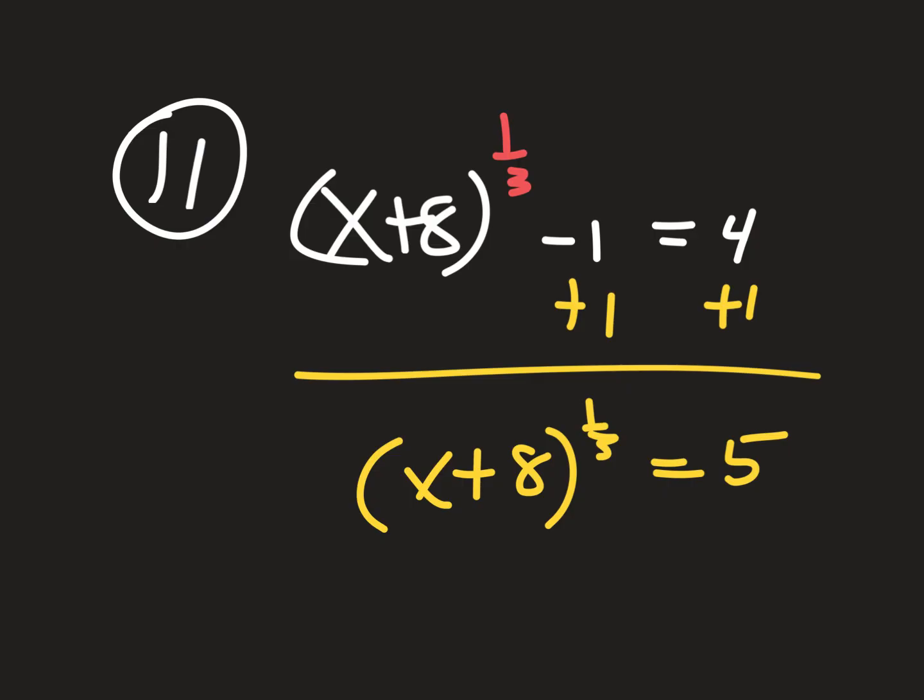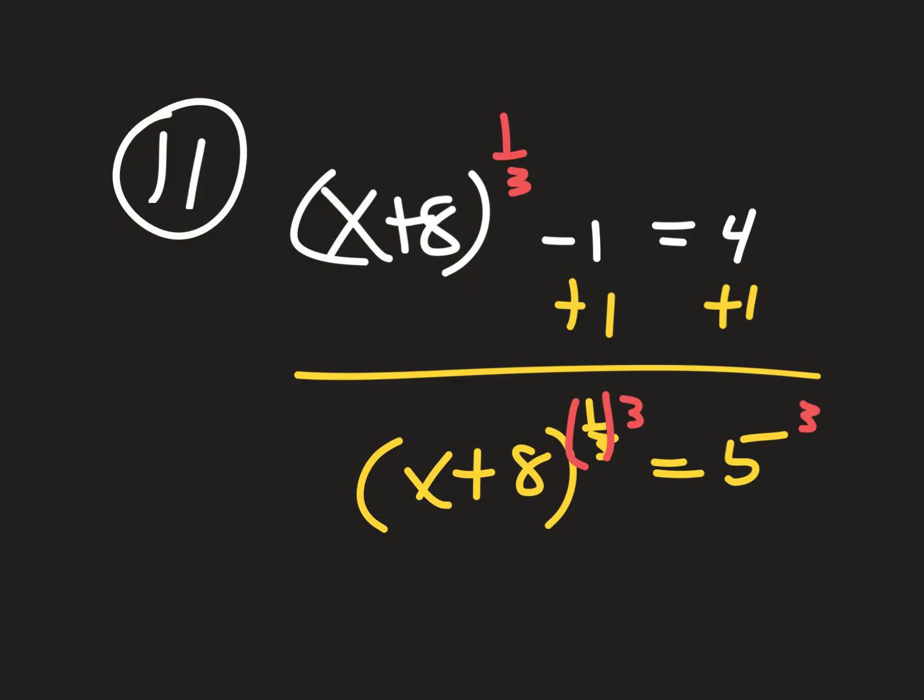Next, how do I get that 1/3 power off of there? Also known as the cube root. What's the opposite of that? It's cubing it. Putting it to the 3rd. See, that fixes 1/3. 1/3 times 3 makes it into a power of 1.